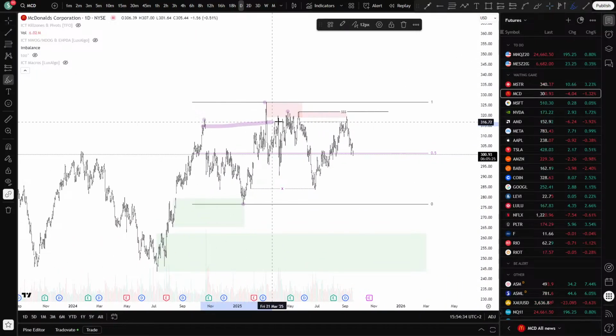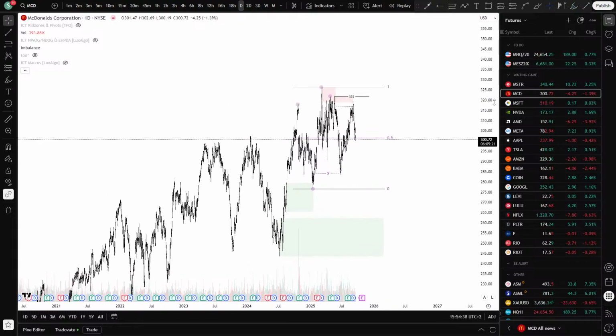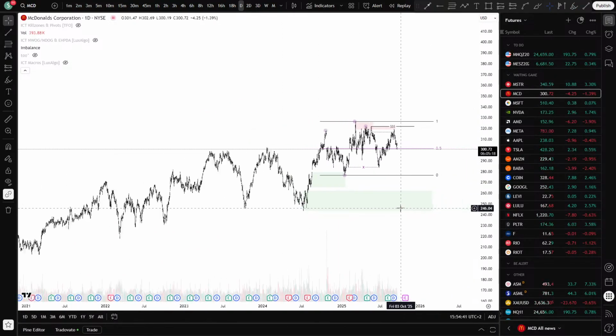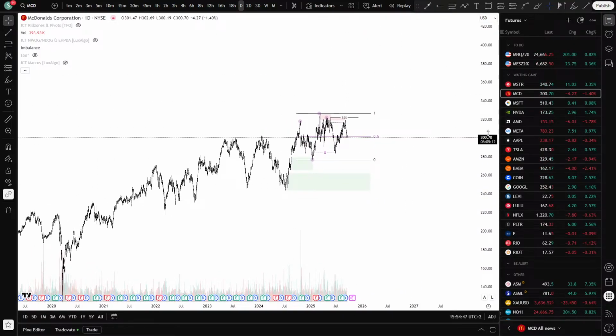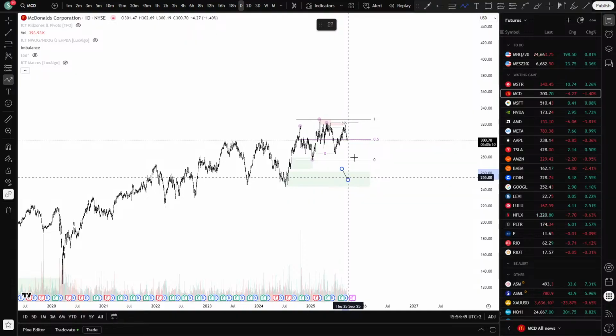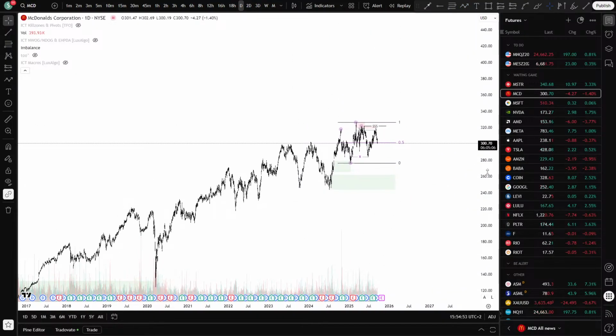So this could be the indication that market makers have filled up the short positions on McDonald's to trade towards these lows. Then you can look for buys again in this zone if you get local confirmations.